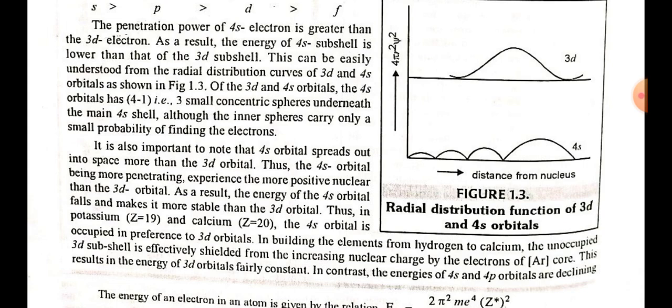Thus, the 4s orbital, being more penetrating, experiences more positive nuclear charge than the 3d orbital. As a result, the energy of the 4s orbital falls and makes it more stable than the 3d orbital. Thus, in potassium and calcium, the 4s orbital is occupied in preference to 3d. In building the elements from hydrogen to calcium, the unoccupied 3d subshell is effectively shielded from the increased nuclear charge by the electrons of the argon core. This results in the energy of 3d orbitals remaining fairly constant. In contrast, the energies of 4s and 4p orbitals are declining.